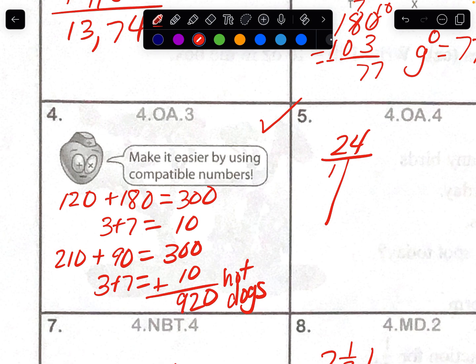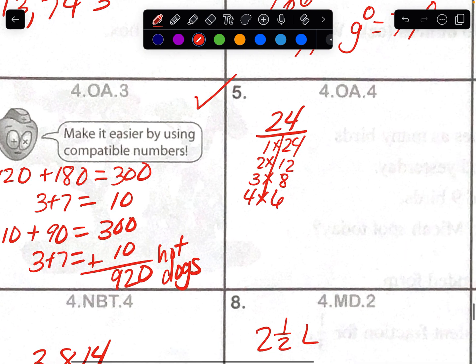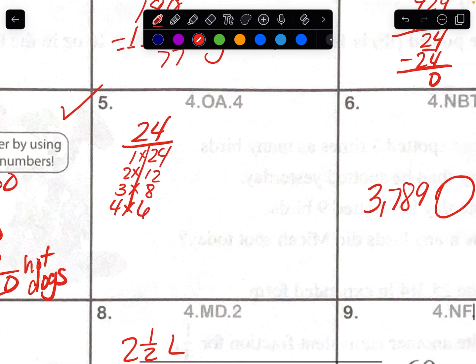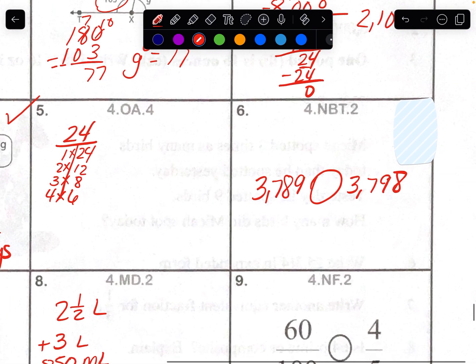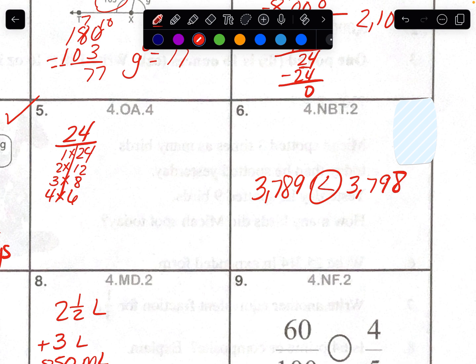All right, looking for the factor pairs of 24. 1 times 24, 2 times 12, 3 times 8, 4 times 6. Those are all of your factor pairs of 24. All right, number 6, we have a comparison. This is less than. Your change happens in the tens place. Secret letter, C.